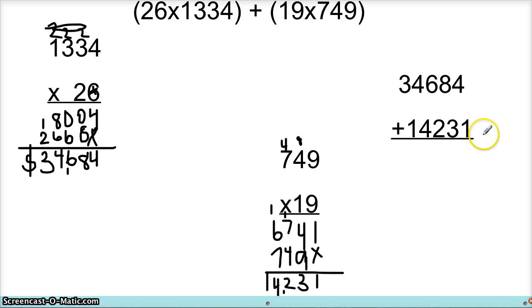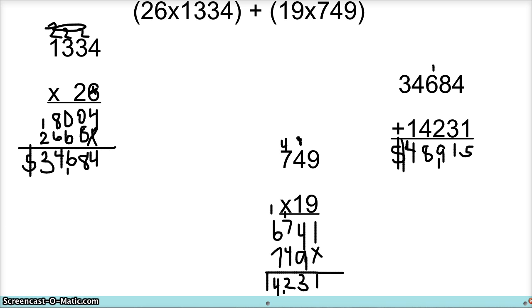So 1 plus 4 equals 5. 8 plus 3 equals 11. You can do this too. And 4. So she spent almost $50,000, a total of $48,915 on equipment for her new fitness center. It's a lot of money.